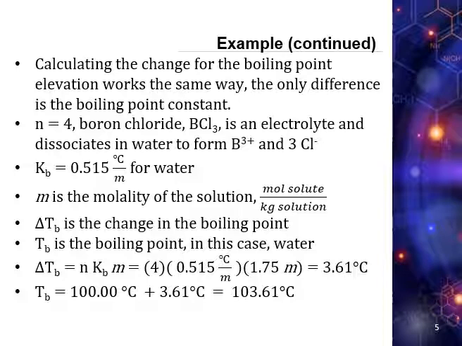The actual boiling point for water at standard conditions is 100. The actual boiling point, when you add boron chloride to it, will be 100 degrees Celsius plus the change in the boiling point, which is 3.61 degrees Celsius. So the actual boiling point will be 103.61 degrees Celsius.